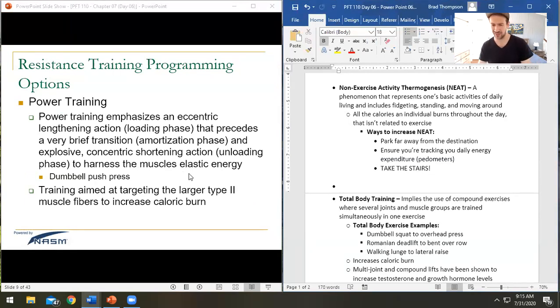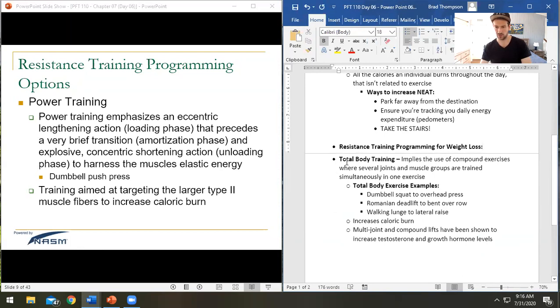And actually, I'm going to title that. I'm going to put that as a section header as well. I'm sorry, I'm modifying the notes here. Resistance training options, programming options. There we go. That'll work really well.